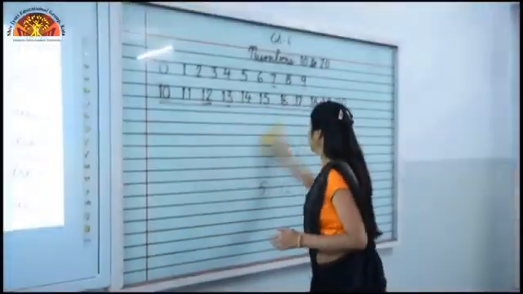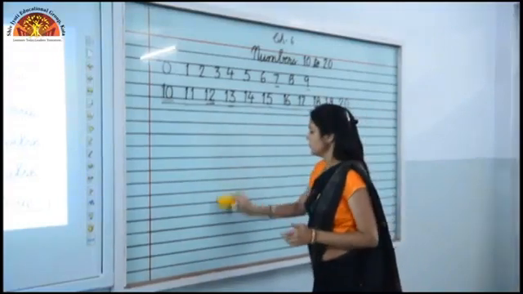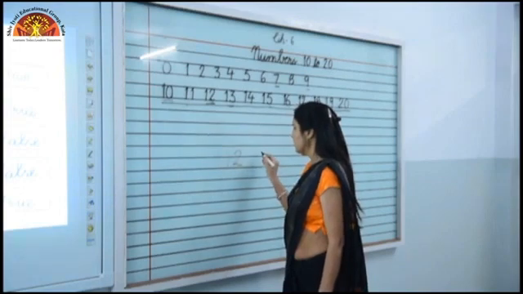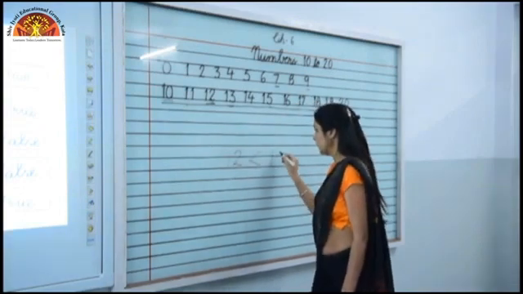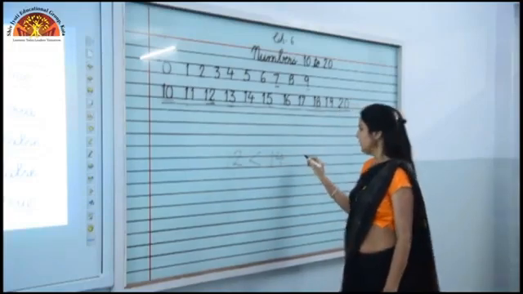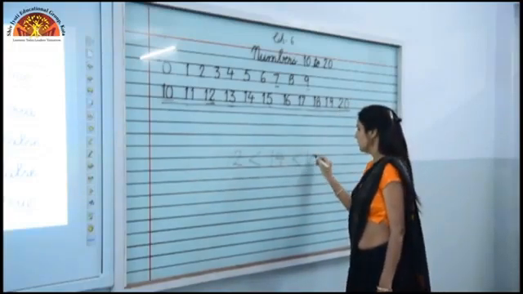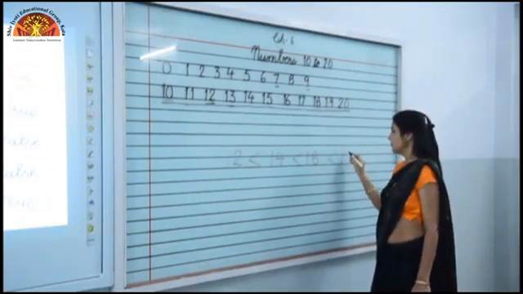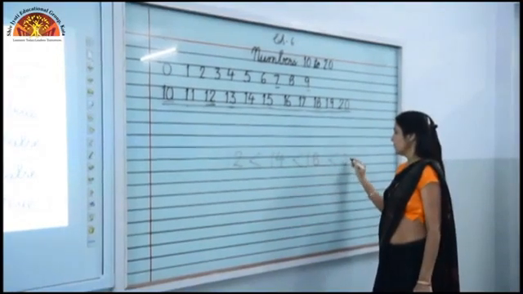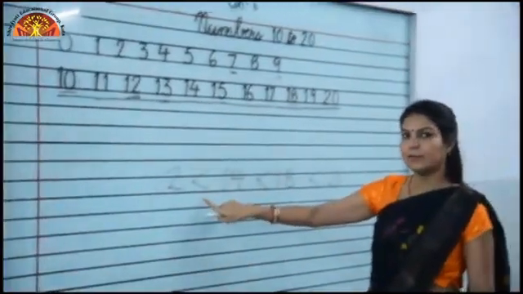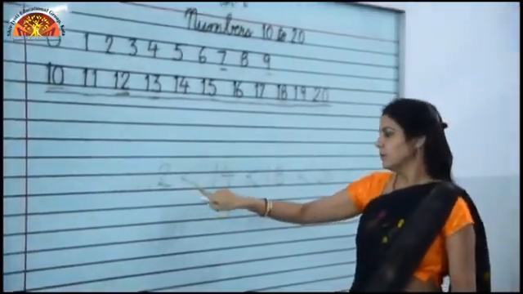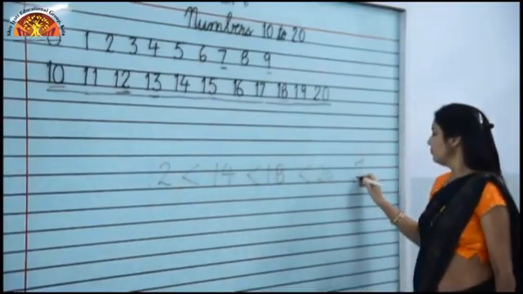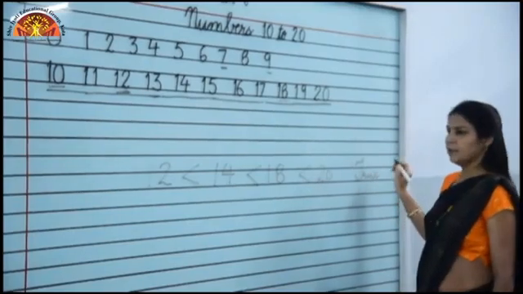Now I am writing a few numbers. This is 12 is smaller than 14, 14 is smaller than 18 and 18 is smaller than 20. This is correct. This is the sign of smaller than and this statement is correct. So, we will write true in front of it.